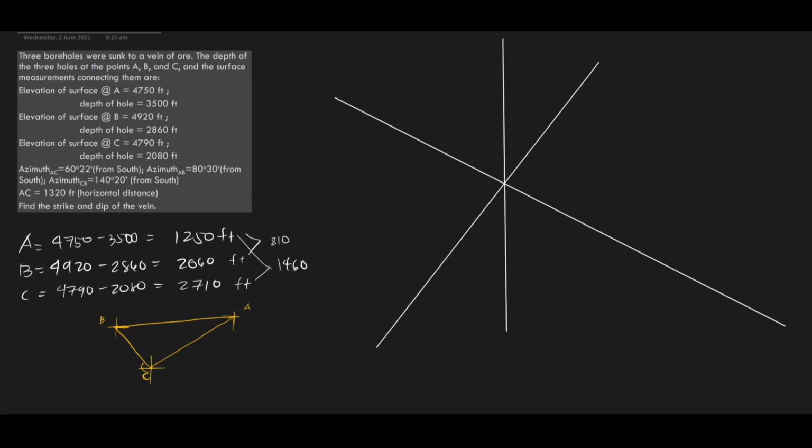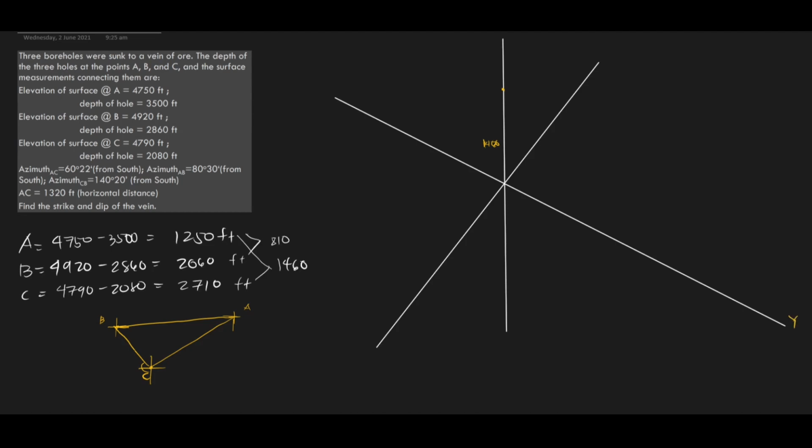So let's proceed now to our 3D plane right here. Let's draw the elevations of the intersection of the boreholes in the plane of the vein first. So from the origin to C, C is along our vertical axis, so that would be 1,460. Let's just estimate 1,460 to be about right here. So that is 1,460 feet.